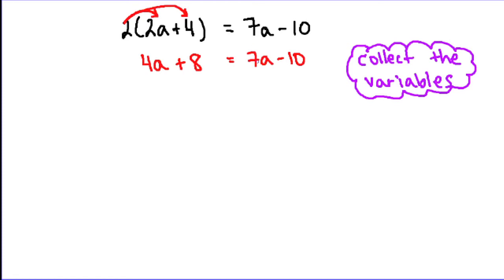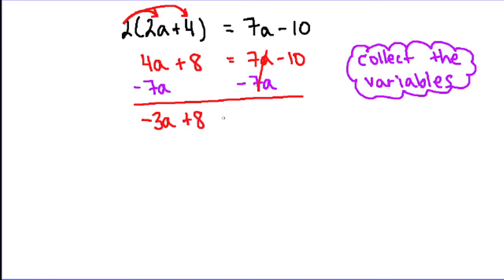And so to do that, I need to do the opposite of 7a. I need to undo that term. So I'm going to subtract 7a from the right, and I'm going to balance that out by using the property of equality and subtracting 7a from the left. And so positive 7a and negative 7a, or 7a minus 7a, cancels out. 4a minus 7a is negative 3a plus 8, and that is equal to negative 10.